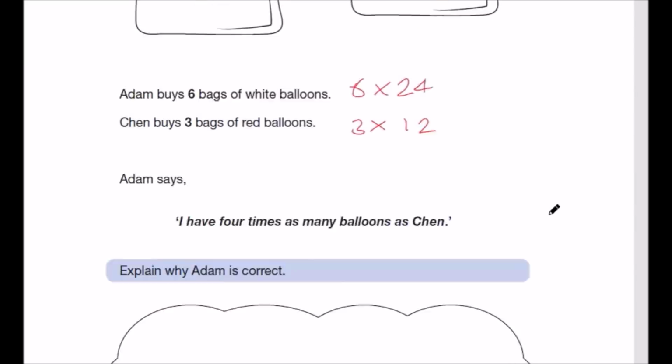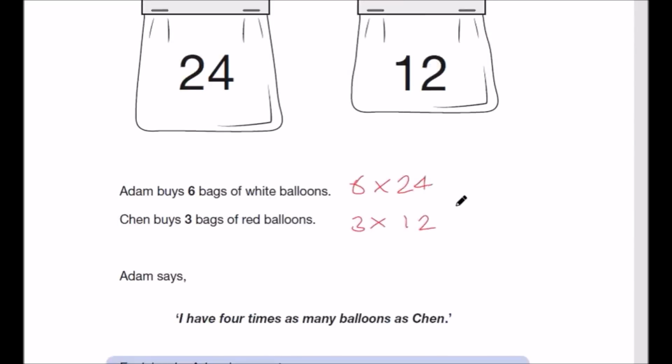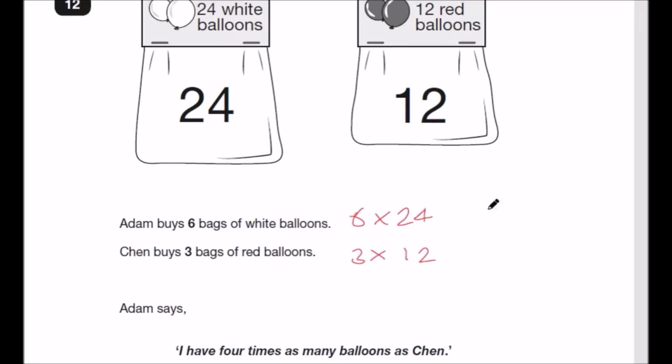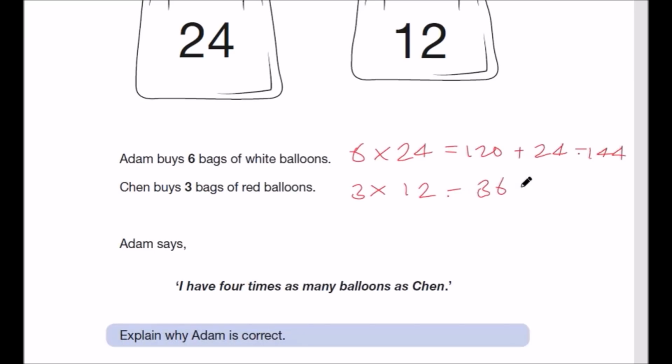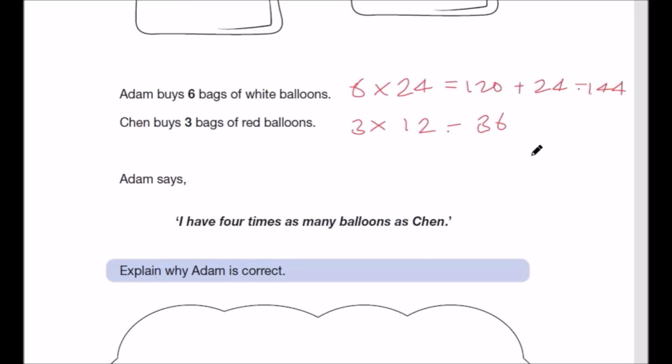Explain why Adam's correct. Okay, let's work out the sum. So we need to prove that the factors between both of these is 4 times bigger. So let's do the top one, 6 times 24. Well, 6 times 20 is 120. You can do 6 times 2 is 12 and add a 0. Plus 6 times 4 is 24. So that makes 144. Whereas 3 times 12 is just 36. Now we need to show that 144 is 4 times bigger.